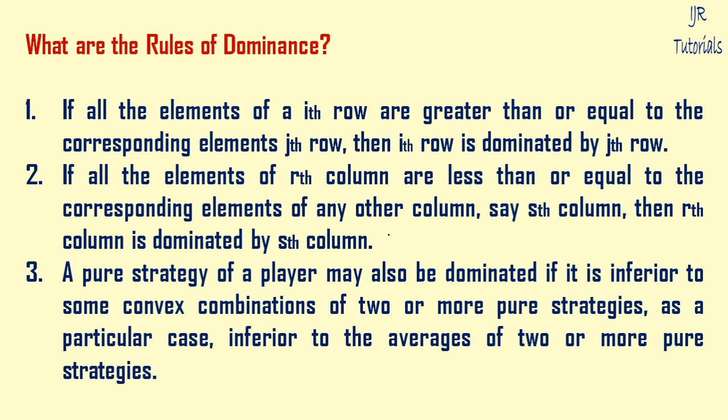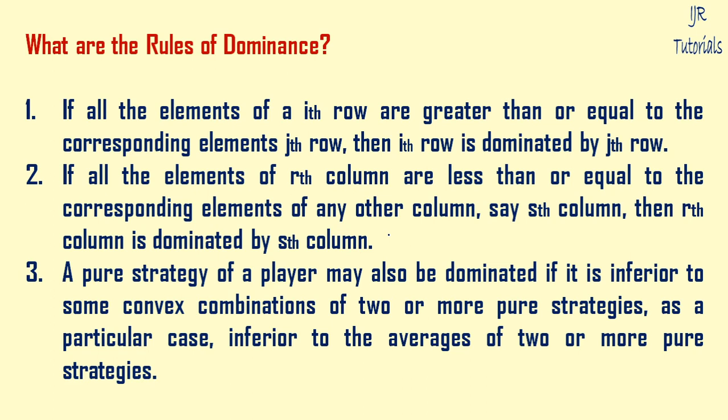In the third case, a pure strategy of the player may also be dominated if it is inferior to some convex combination of two or more pure strategies. As a particular case, it is inferior to the average of two or more pure strategies. In some situations, a single row may not be dominated by another row, or a single column by another one. In that case, we have to take the average of two rows and compare it with the other row or column and apply the same rule. The rows with the highest numbers will be dominated and the columns with the lowest numbers will be dominated. So these are the basic rules for applying dominance.